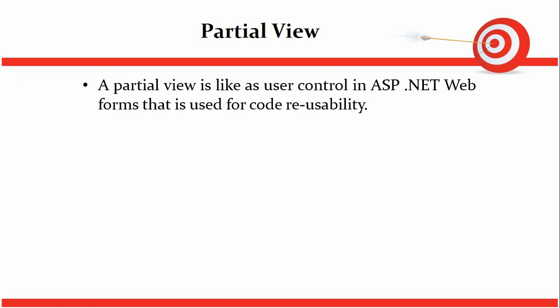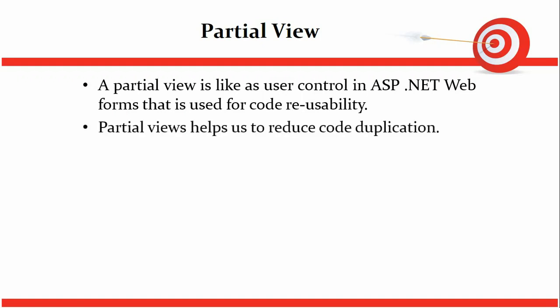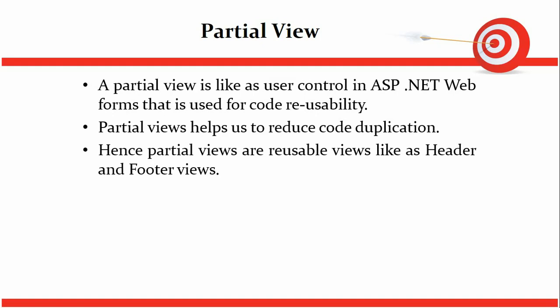What is the use of a master page? We put header data and footer data in that master page, and we used every web form with that master page so that we get the same data in all pages, only the content will be changing. A partial view is something like that. It is used for code reusability. It's a user control in ASP.NET and it is used for code reusability. It helps you to reduce code duplication. And partial views are reusable views like header and footer views.